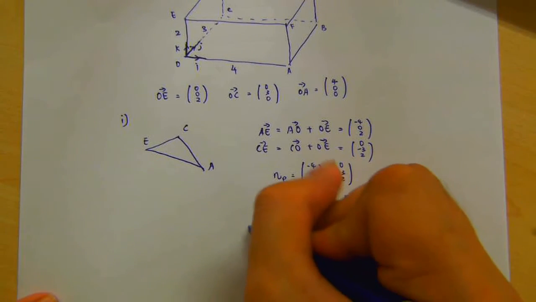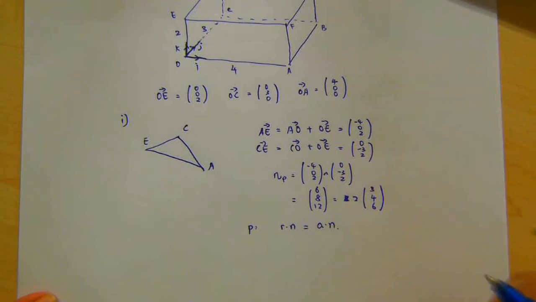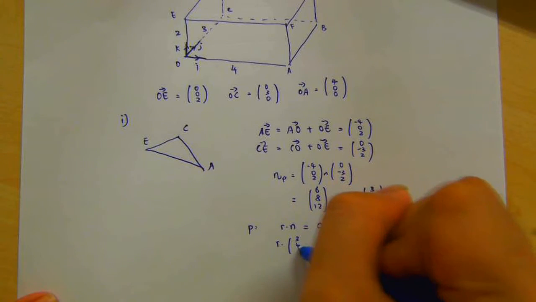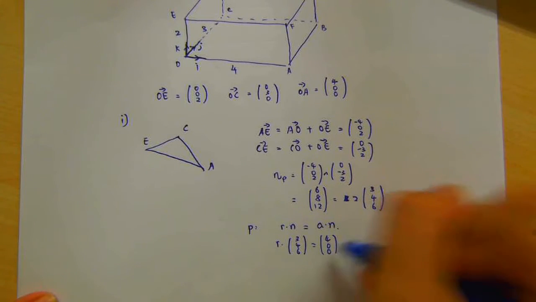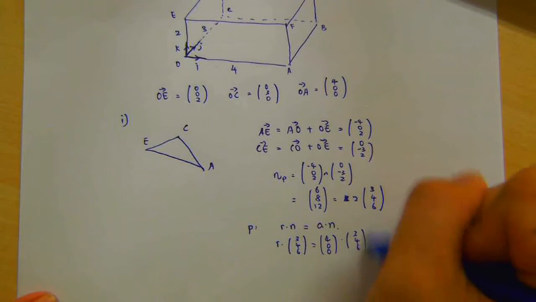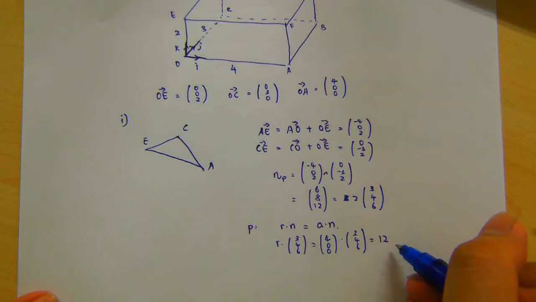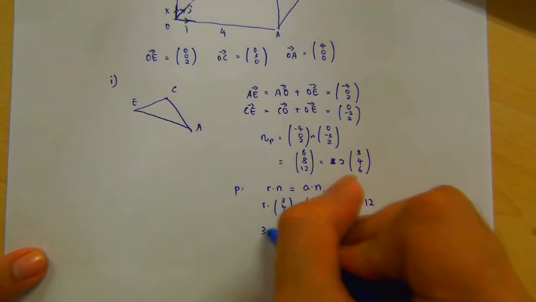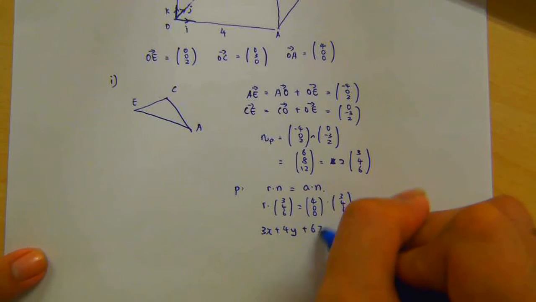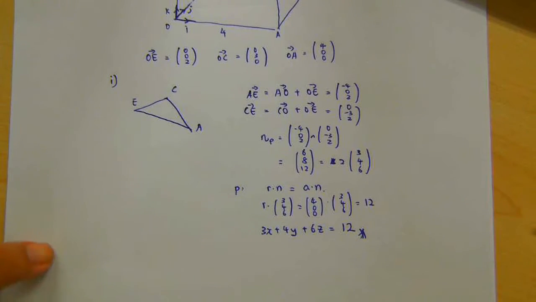With the normal of P, we can proceed to find the plane equation. Using the scalar product equation, r dot n equals a dot n. n will be 3, 4, 6. For the point, we shall use point A, 4, 0, 0. And the right hand side will give us 12. And we convert this into Cartesian form. That's it for part 1.